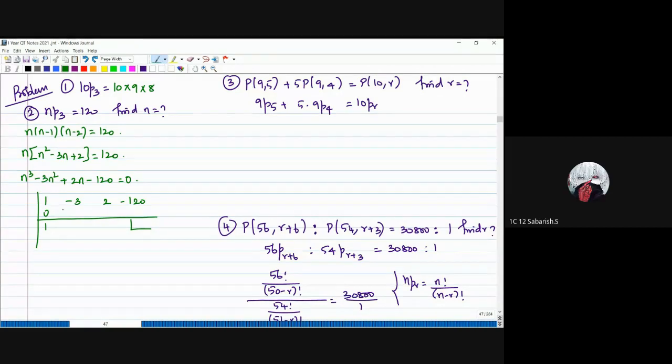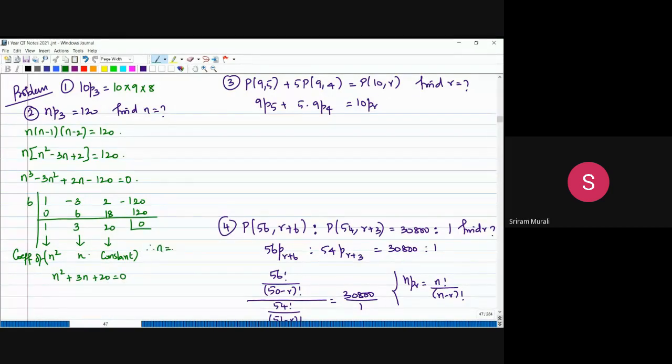Okay sir. So like that, if I go to 6, in a 6 I get, so 1 into 6 will be 6, it is 3, it is 18, this is 20, so 6 into 20 will be 120, remainder is 0. So therefore n is equal to 6, 1 root. So what is this? This is coefficient of n square. It is coefficient of n. It is a constant term. So this is n square plus 3n plus 20 is equal to 0 and n is equal to 6 is 1 root.